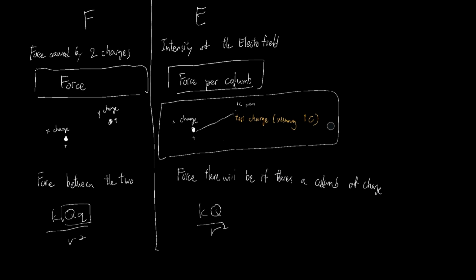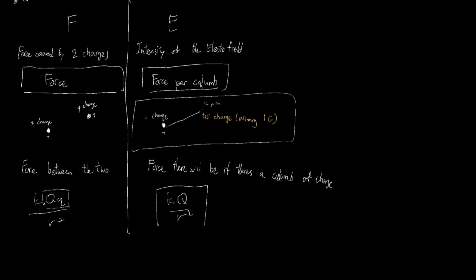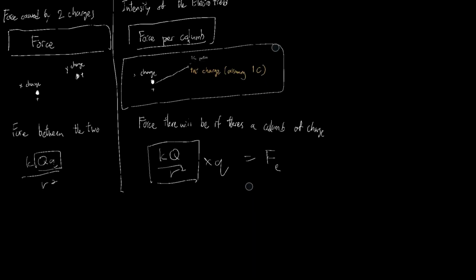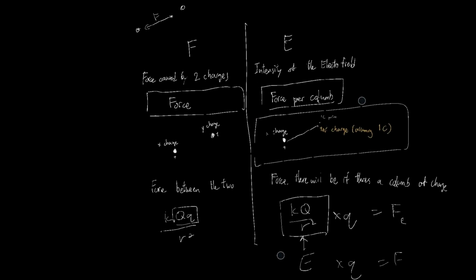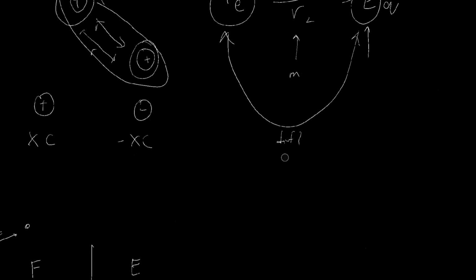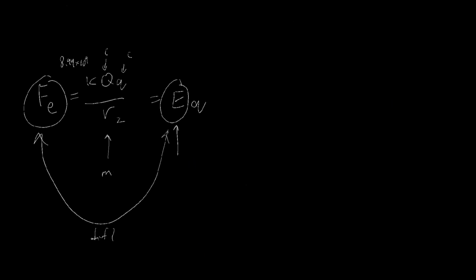So as you can see, this only cares about one of the charges, and if we want to take account of the actual force between the two charges, we have to multiply this by q, and then we get Fe, the electrostatic force. We can write this as Eq equals Fe. So basically E is equal to kQ divided by r squared. These are the two Coulomb's law equations that you need to know for SL. So let's jump into some practice questions.